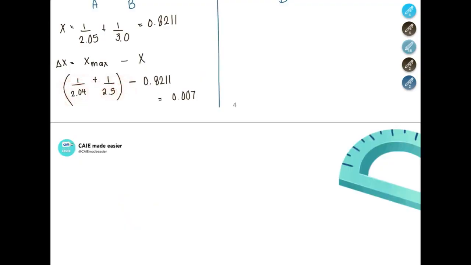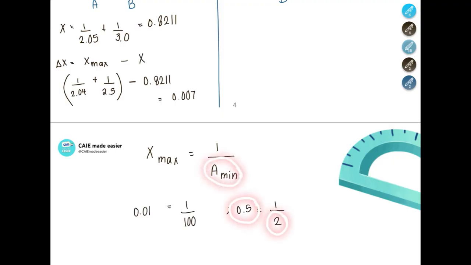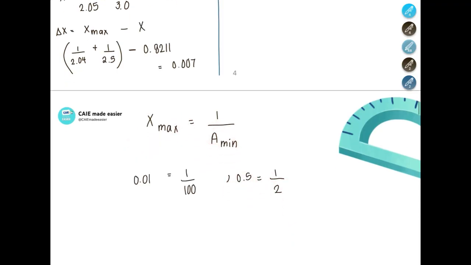Confused why did we use these values here? Remember this rule. If you want to have x max and you are going to be dividing it, you will have to take 1 divided by a minimum. If you have 1 divided by 100, it's going to give you 0.01. Compare that to if you take a very small value, 1 divided by 2, for example, this is going to give you 0.5. Look, if you have a small denominator, you get a big numerator. That's why we take a small value in the denominator to get the maximum value. Now this is when you are dividing.